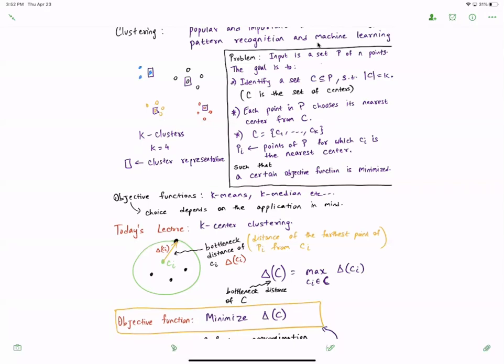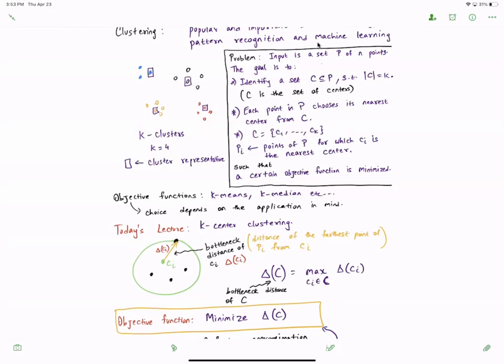So the summary is, unlike other objective functions, say k-means, where even if you neglect a few points and optimize on the remaining points, the overall objective function might be pretty small. But here, the way it's defined, even if you neglect one point, it can create havoc.